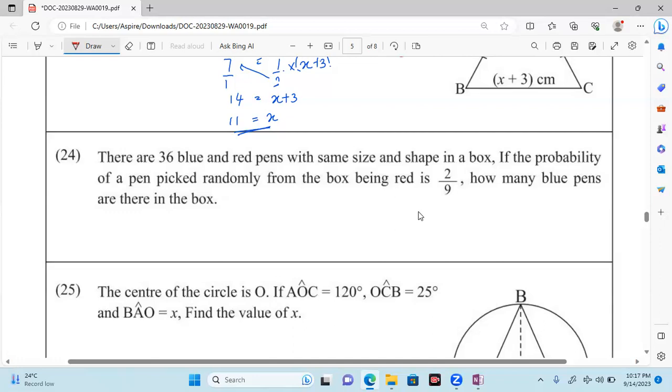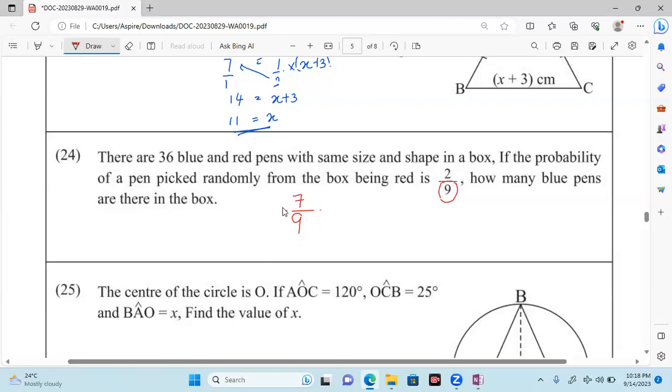Red is 2 upon 9. Then the other 7s are blue, no? Because there are blue and red pens only, no? Then if you write, always remember that the denominator expresses the total number of particular things, or the total number of equal parts. Now, if it is 9 pens, there are 7 blue pens, as there are 2 red pens.